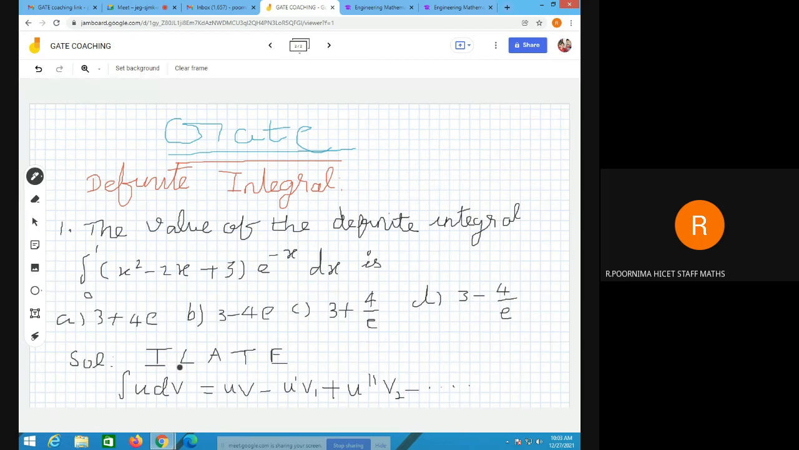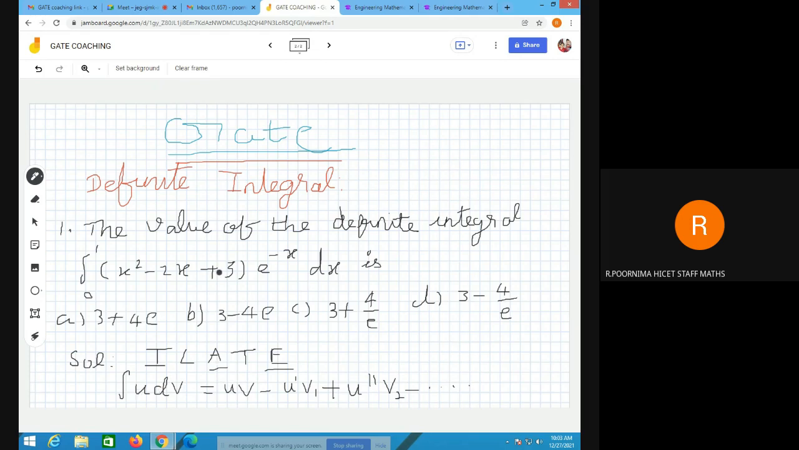I means inverse function, L means logarithmic function, A means algebraic function, T means trigonometric function, and E means exponential function. According to the order of priority, we assign our u term. Here an algebraic term and an exponential term are there. Algebraic comes before exponential, so we assign u as the algebraic term, that is x square minus 2x plus 3. The remaining terms we consider as dv, that is e power minus x into dx.